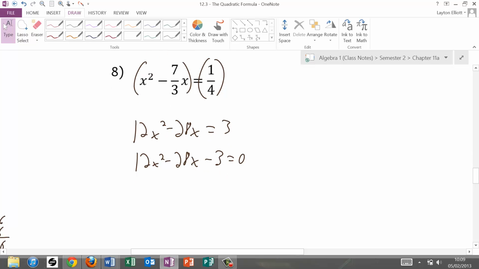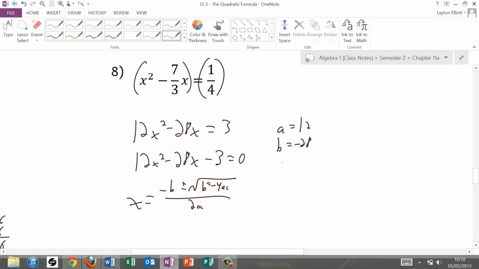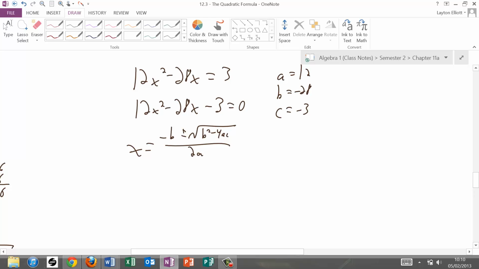Then we do x is equal to the opposite of b plus or minus the square root of b squared minus 4ac over 2a, where a is equal to 12, b is equal to negative 28, and c is equal to negative 3. So with x equals the opposite of negative 28 plus or minus the square root of 28 squared, which is 28 times 28. 8 times 8 is 64.